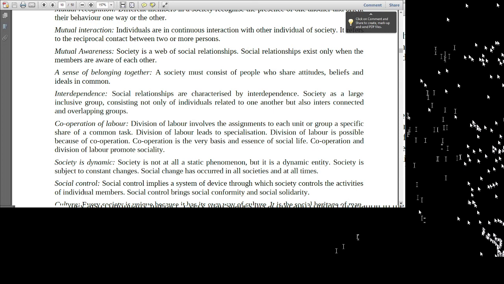So this is another characteristic of society, that is cooperation of labor. Another characteristic is that society is dynamic. It is always changing. It is not a static phenomenon. It is a dynamic entity.